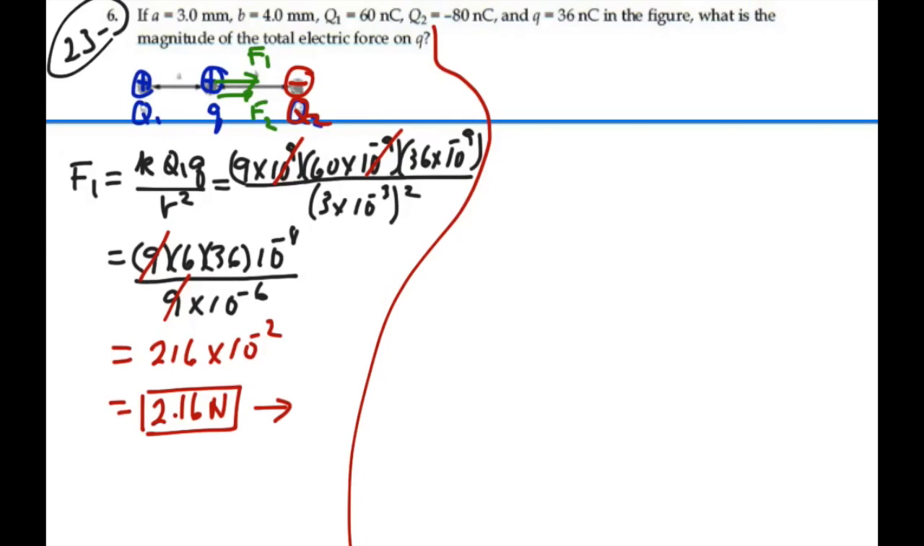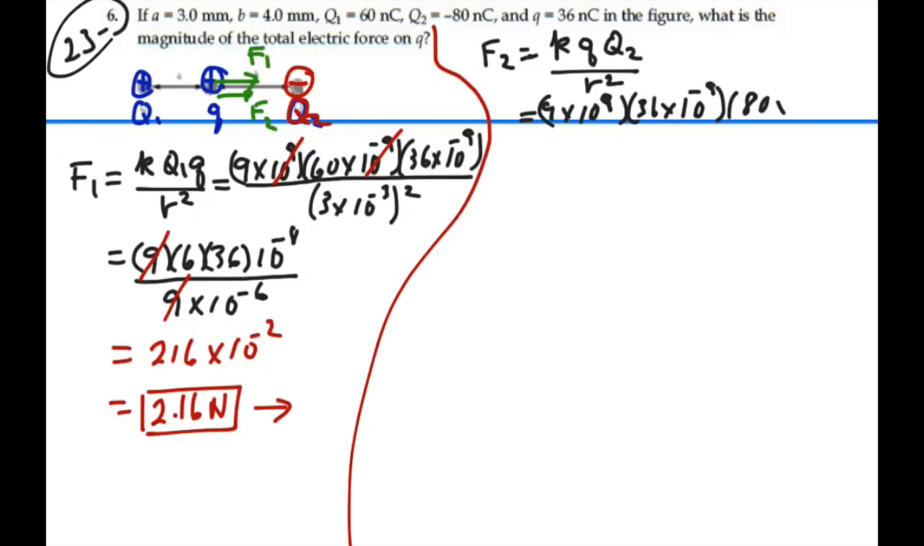Alright, let's calculate F2. F2 is equal to K little q Q2 over the distance between them squared, according to Coulomb's law. That's going to be 9 times 10 to the 9 times little q, 36 nanocoulombs, times Q2, which is 80 nanocoulombs, and we'll leave out the minus sign because we've already accounted for the direction of this force. So we just want the magnitude. And the distance between them is 4 millimeters. And we'll square that.